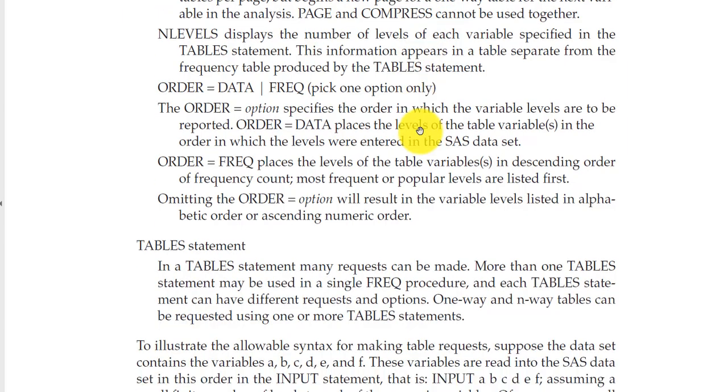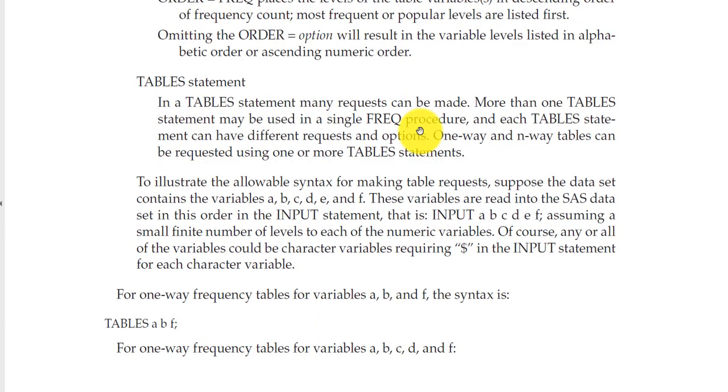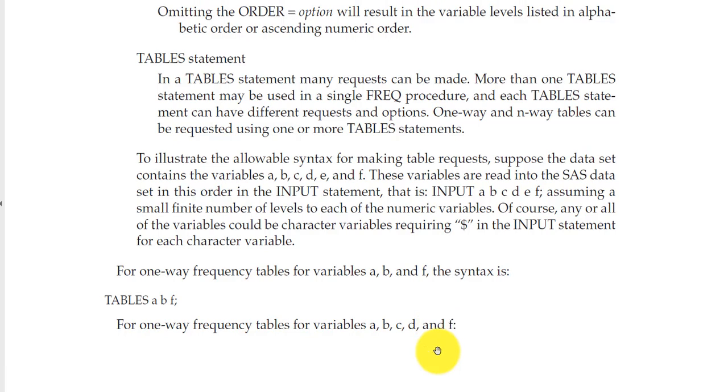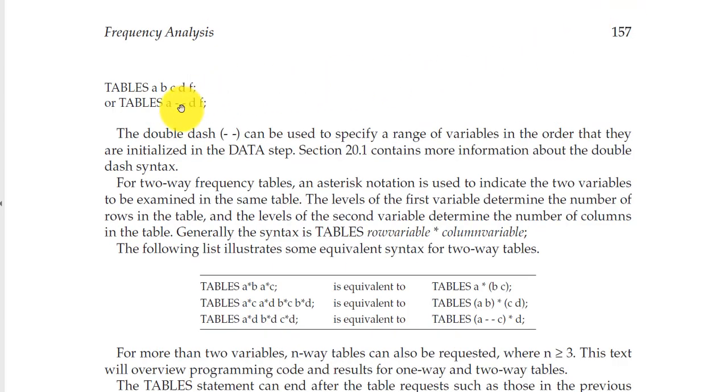How you request your analysis is done in a TABLES statement. For a TABLES statement, they can be a one-way table or a two-way table. So if we had variables A, B, C, D, E, F, you could request tables for some of them, such as A, B, and F. If you wanted almost all of them, there is a way you can do that also that uses the double dash. Or you can specify each one of them individually. When you use a double dash here, there is a caution, and I encourage you to read section 20.1, that chapter on miscellaneous topics, to make sure that you're using that correctly.